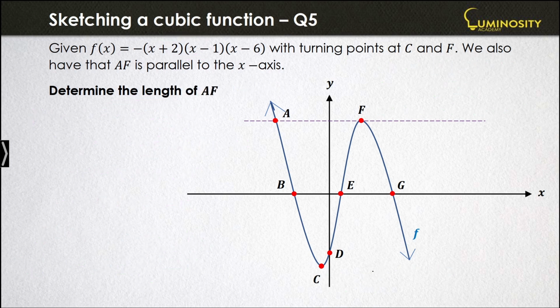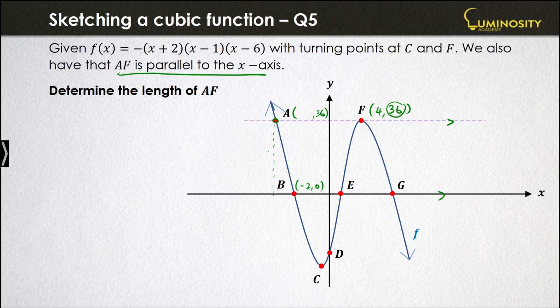Then we want the length of AF. F we just found out was (4, 36). Now, we don't know the x position of A, but it looks like it's just next to B, and B was that coordinate, negative 2, 0. So it's probably going to be something less than negative 2, like maybe negative 2.5, negative 3, negative 4, we don't know yet. But we do know the y value because of this property here, that it's parallel to the x-axis. Because it's parallel, the y value it shares is the same, so 36.